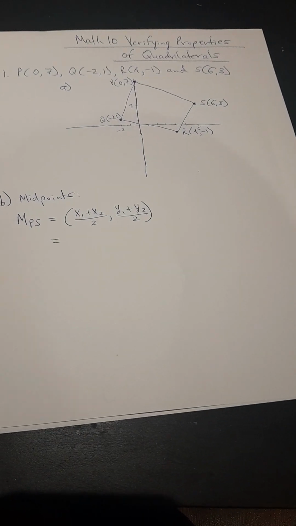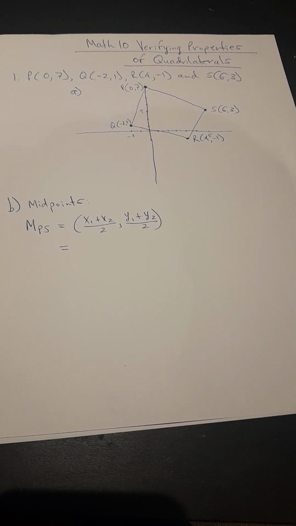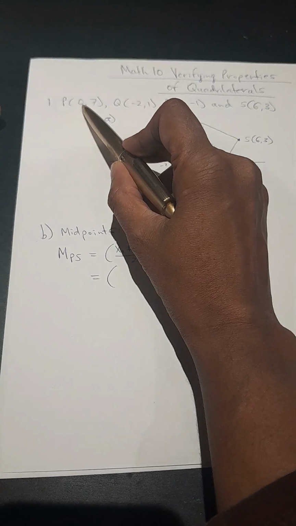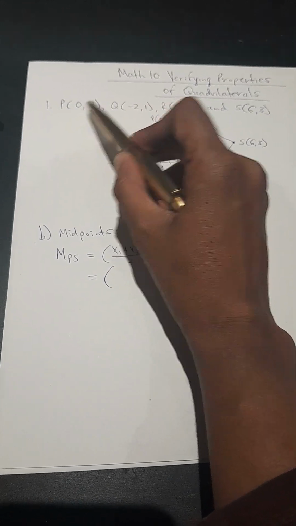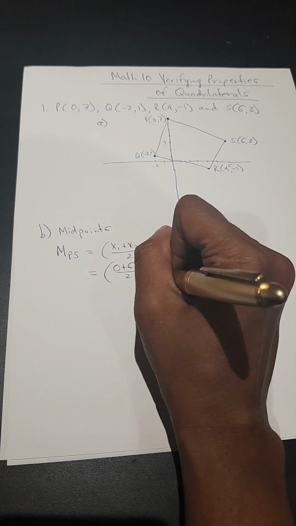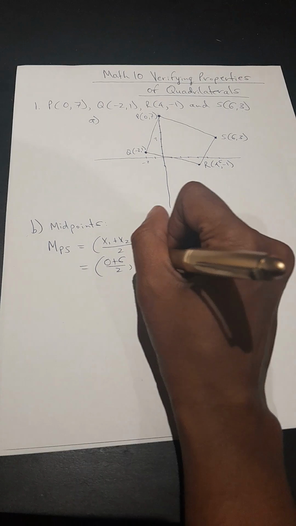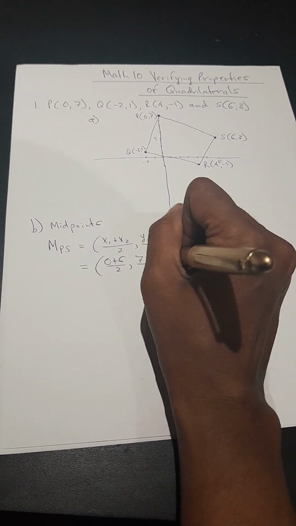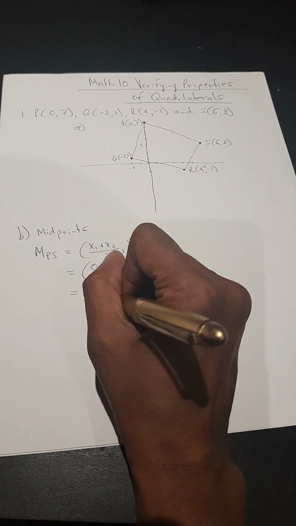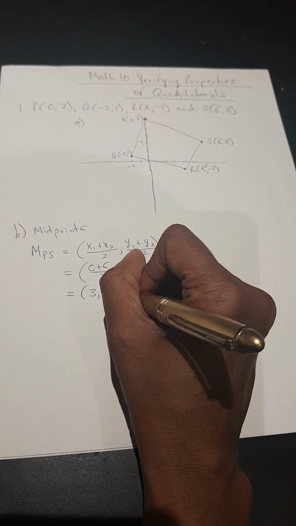Because I'm going to take my coordinates for P and S, and divide by 2. As you can see right here, the P value x1 is 0 plus 6 divided by 2. The y coordinates, I'm going to do 7 plus 3 divided by 2. So this is 6 divided by 2, which is 3. 7 plus 3, 10 divided by 2, which is equal to 5.